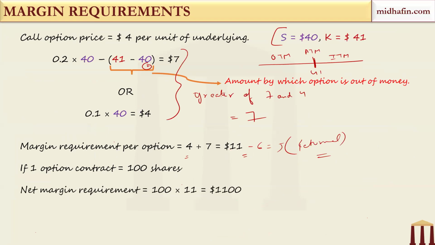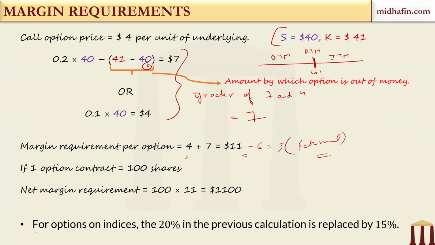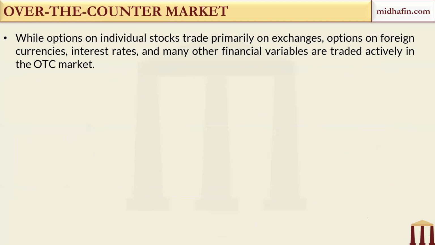So now let's say if we are talking about indices, then actually the 20% in the previous calculation is replaced by 15%. That's it. Everything else remains the same. Now, while options on individual stocks trade primarily on exchanges, options on foreign currencies, interest rates, and many other financial variables are traded actively in the OTC market.